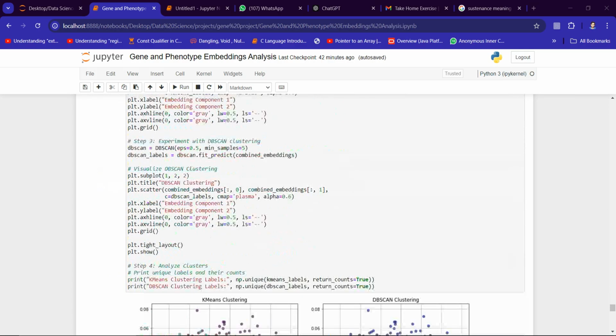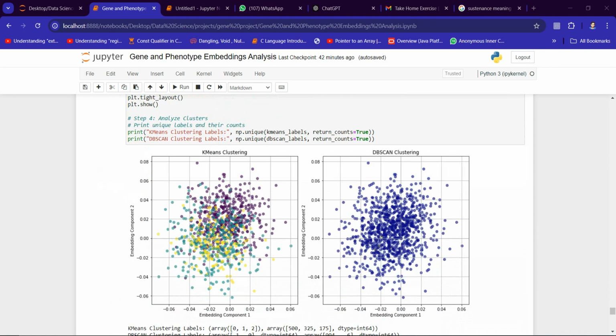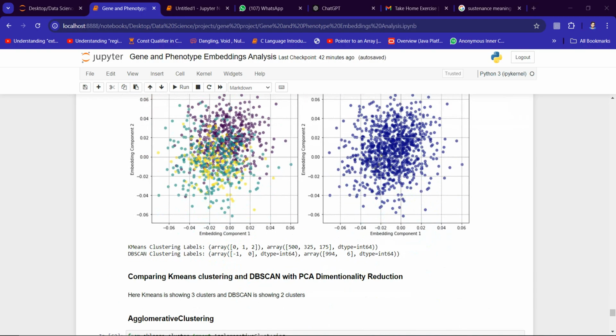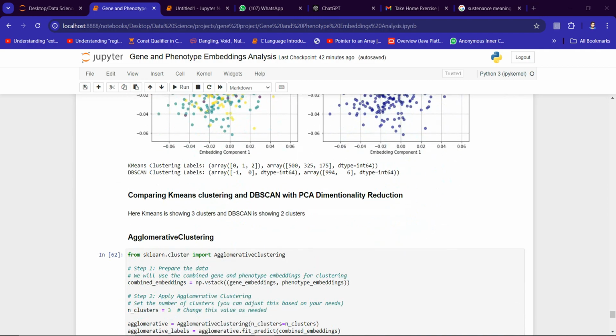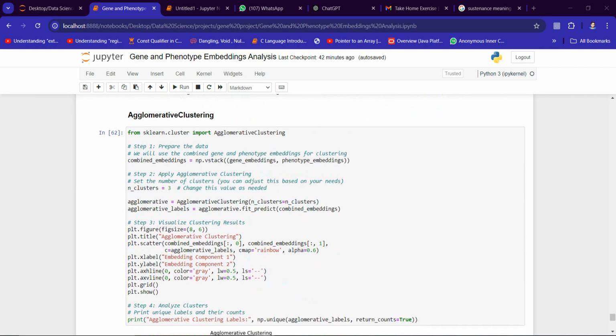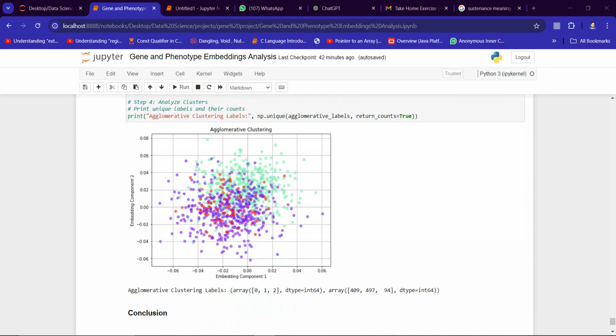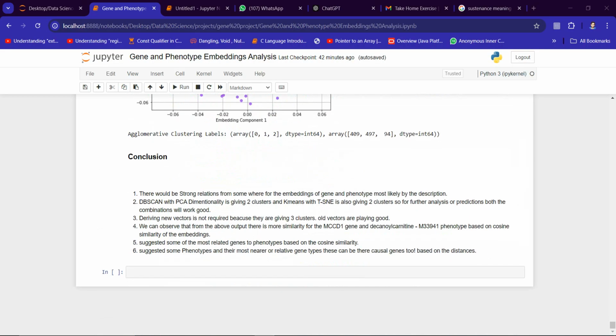Here I implemented k-means clustering and DBSCAN. DBSCAN goes good with two clusters and k-means is giving three clusters, so DBSCAN is good here. Next, comparing, I also did agglomerative clustering, and it is giving three clusters which we don't want. And here are some of the conclusions I draw from this.